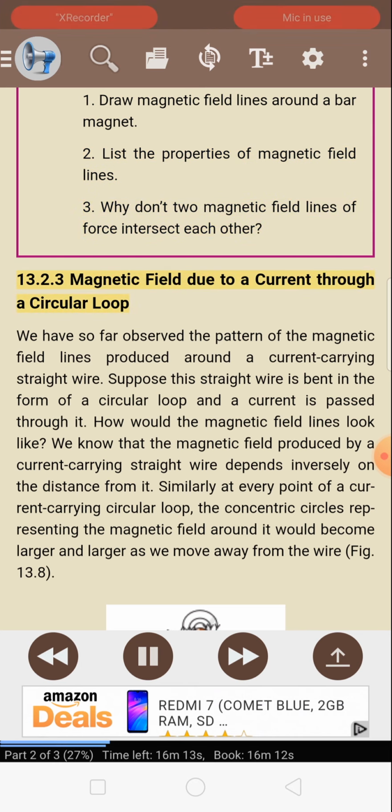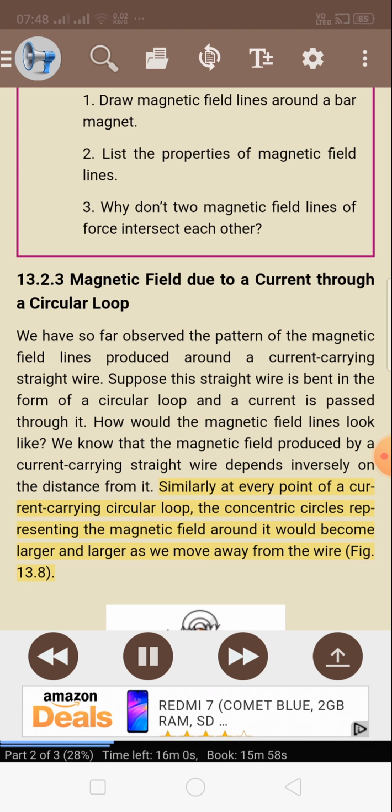13.2.3 Magnetic field due to a current through a circular loop. We have so far observed the pattern of the magnetic field lines produced around a current carrying straight wire. Suppose this straight wire is bent in the form of a circular loop and a current is passed through it. How would the magnetic field lines look like? We know that the magnetic field produced by a current carrying straight wire depends inversely on the distance from it. Similarly, at every point of a current carrying circular loop, the concentric circles representing the magnetic field around it would become larger and larger as we move away from the wire.